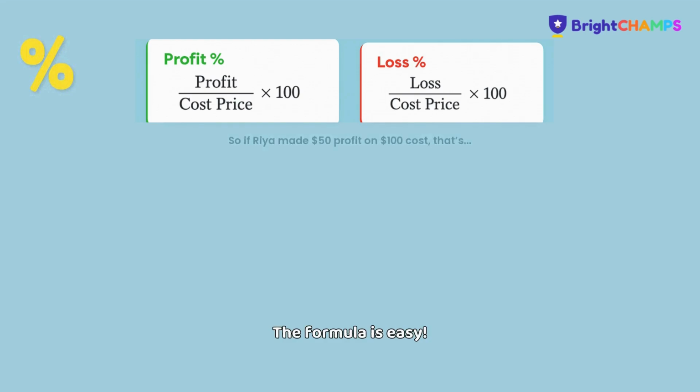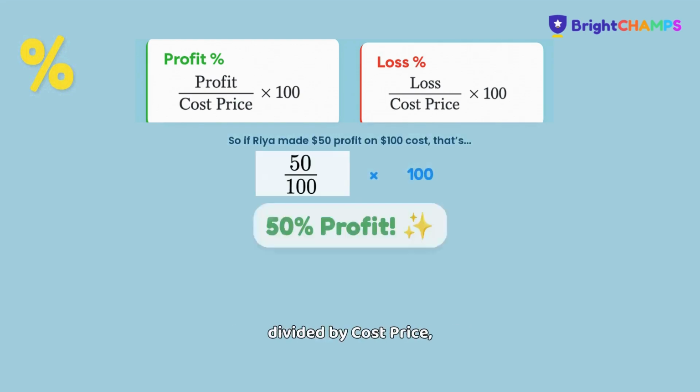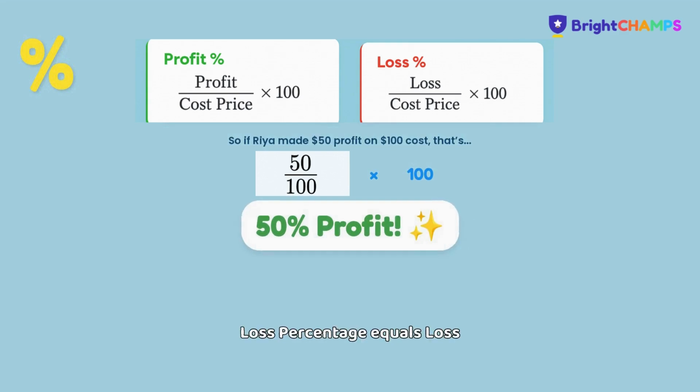The formula is easy. Profit percentage equals profit divided by cost price times 100. Loss percentage equals loss divided by cost price times 100. So if Ria made $50 profit on $100 cost, that's a 50% profit.